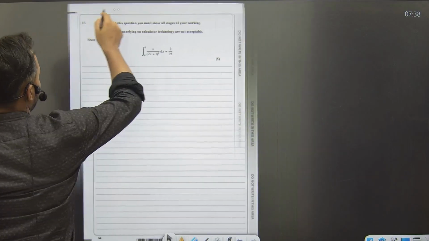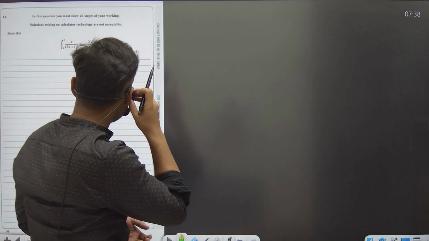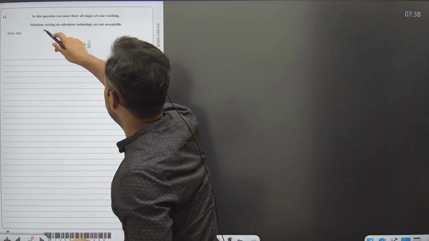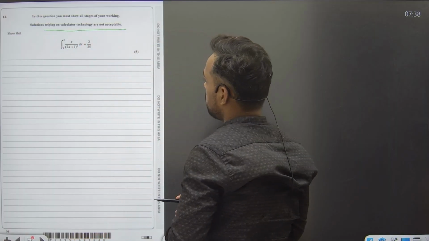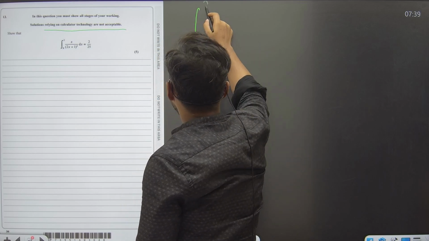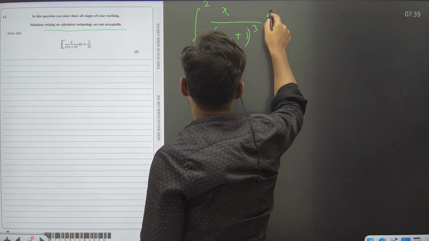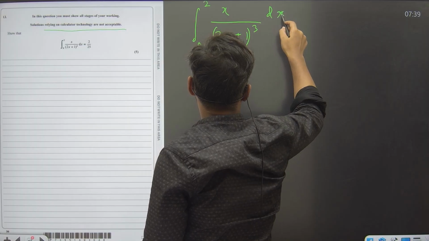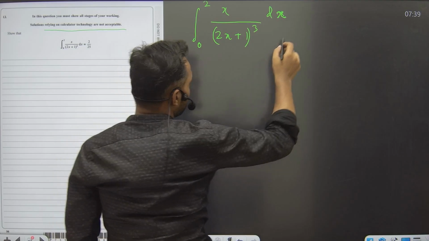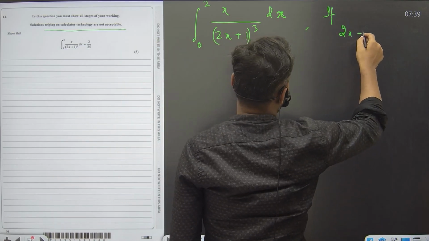They have given certain integration here. They have also told that relying on the calculator technology is not acceptable, so we'll do it. They have asked for the integral from 0 to 2 of x upon (2x plus 1) whole cube dx. They have asked to integrate this particular function. So by the substitution method, we substitute 2x plus 1 equals t.